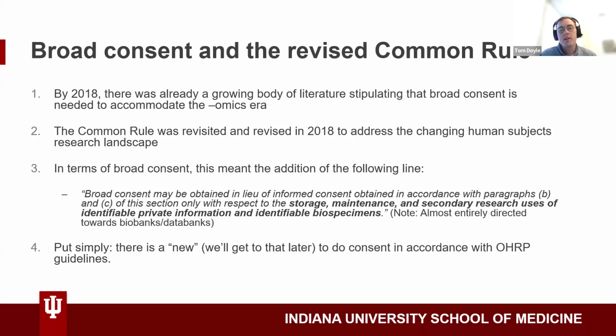It needed to be updated because a lot of stuff happened since 1991. In terms of broad consent, this meant the addition of the following line, which you can find in the general overview of consent in the revised common rule. It says broad consent may be obtained in lieu of informed consent obtained in accordance with, there's of course paragraphs, with respect to the storage, maintenance, and secondary research usage of identifiable private information and identifiable biospecimens.